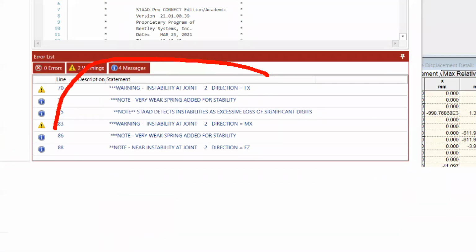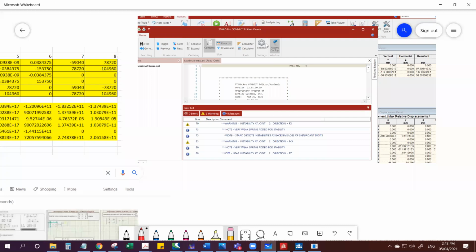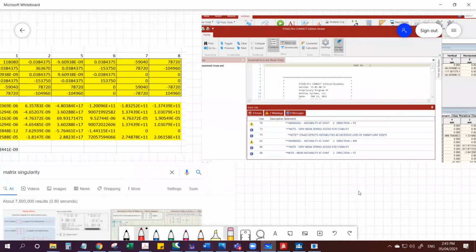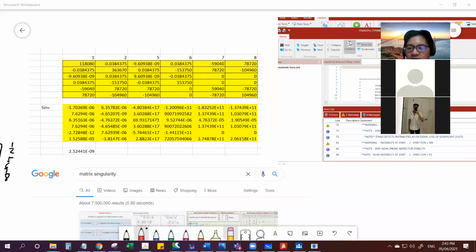Warning, instability at joint 2. STAAD detects instabilities as excessive loss of significant digits. Instability, very weak spring. So you see that is the physical meaning of your S matrix. That's very interesting.